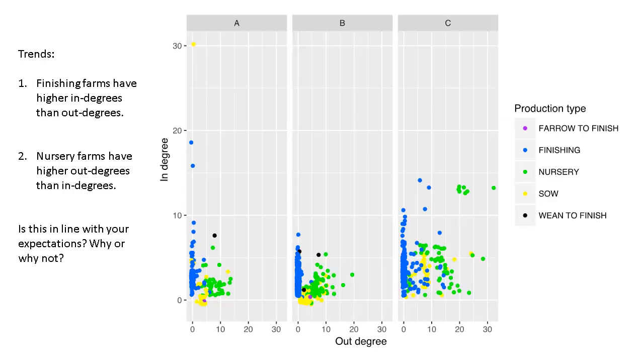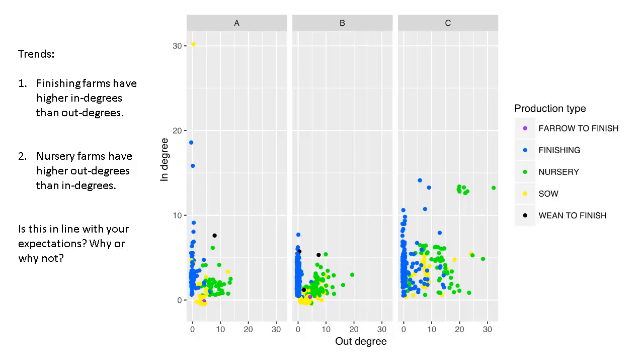So these are our 3 systems again. Now we have calculated the in degree and the out degree for each farm by production type in each of these systems. Each dot on this graph represents a single farm. This green one here is a nursery farm, and the x-axis down here is its out degree. So it has an out degree of around 8, meaning it's connected to 8 other farms.